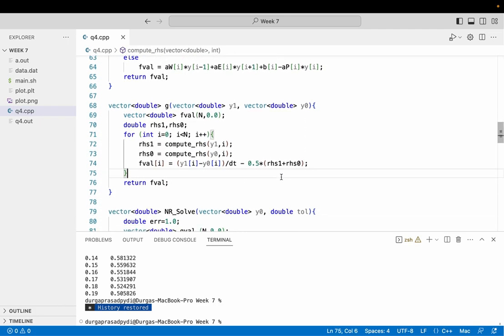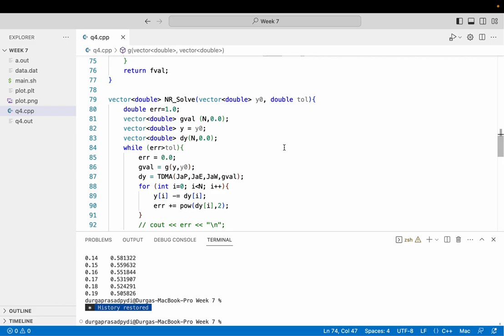So now G is the function that I defined, where we have this is my d theta by dt term minus half of RHS1, which is essentially the spatial derivative evaluated at n plus 1 step, and RHS0 is evaluated at the nth step. So now the problem is we don't know the value of n plus 1 step. So we start with an initial guess and then we iterate it. So we need to use an iterative algorithm, that is your Newton-Raphson method.